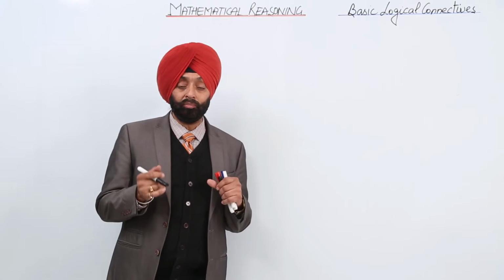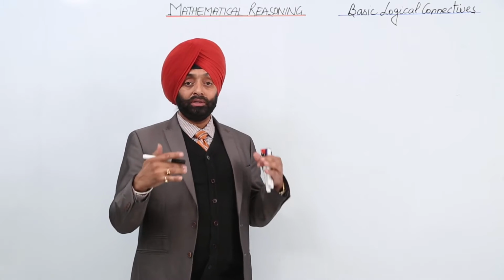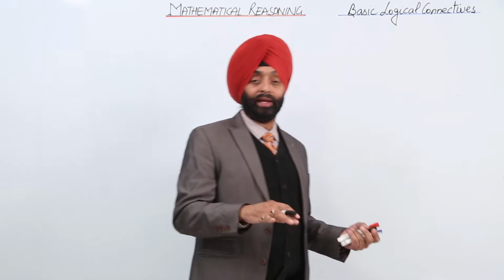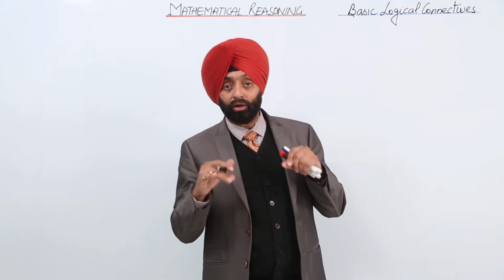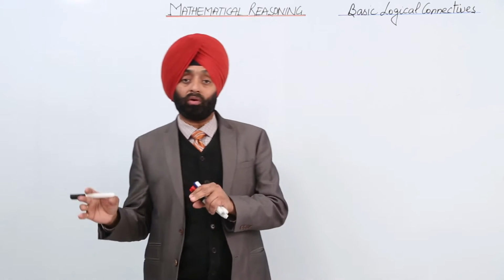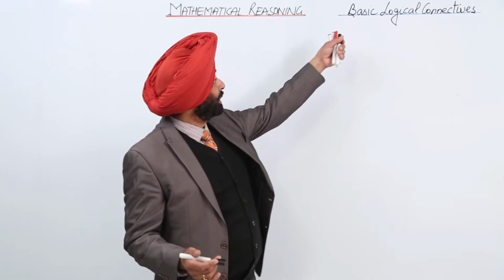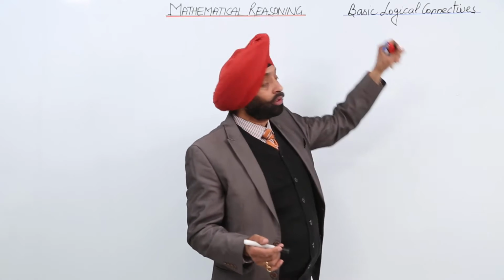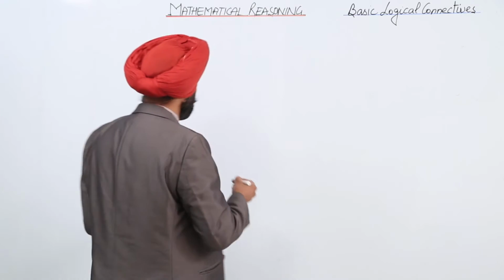Now in the reasoning part, what symbols are we using for "and" and "or"? What are the symbols we are using? That is, the basic logical connectives. Okay.